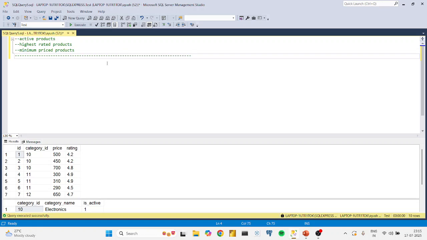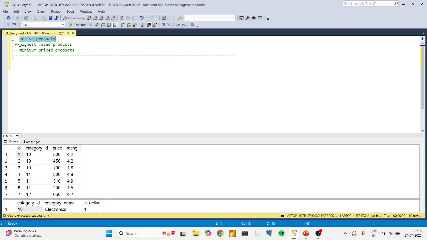Like I said in the previous video as well, if you have a problem, try to break it up into smaller problems. Since we have to fetch three different things here, we have one active products question, one with the highest rated, and among those, one with the minimum price, right? So we can break the problem into these three problems.